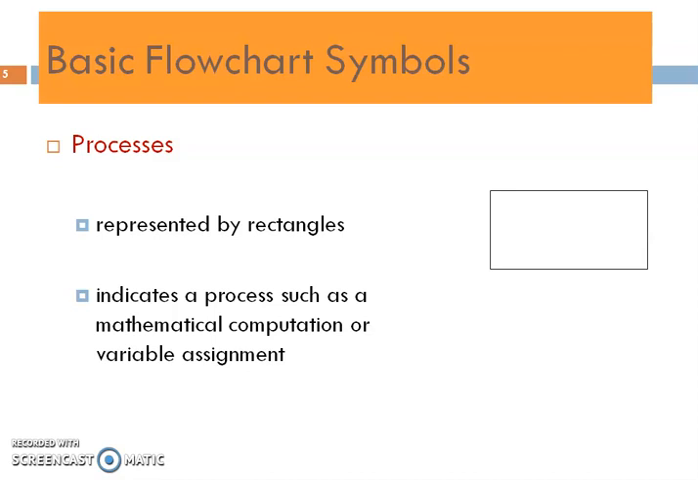Next symbol is the rectangular box. This is used for representing the operations that are taking place within the program. If we have to execute C equal to A into B, this multiplication operation can be represented using the rectangle box. Within the rectangle box, I can write the text C equal to A into B.